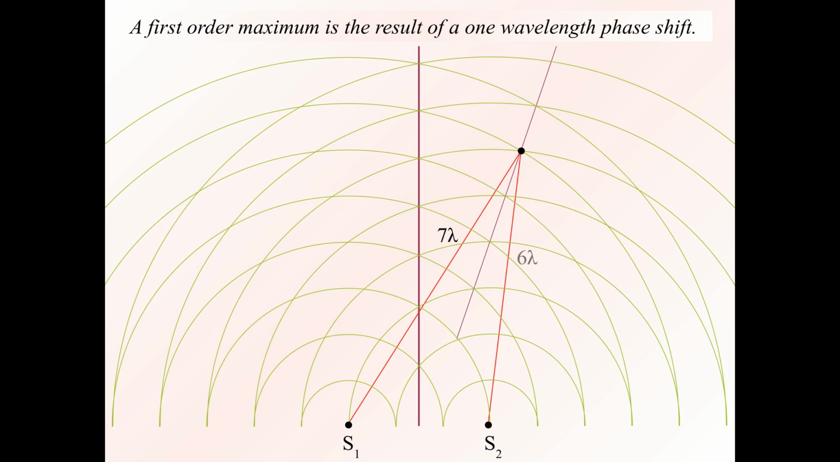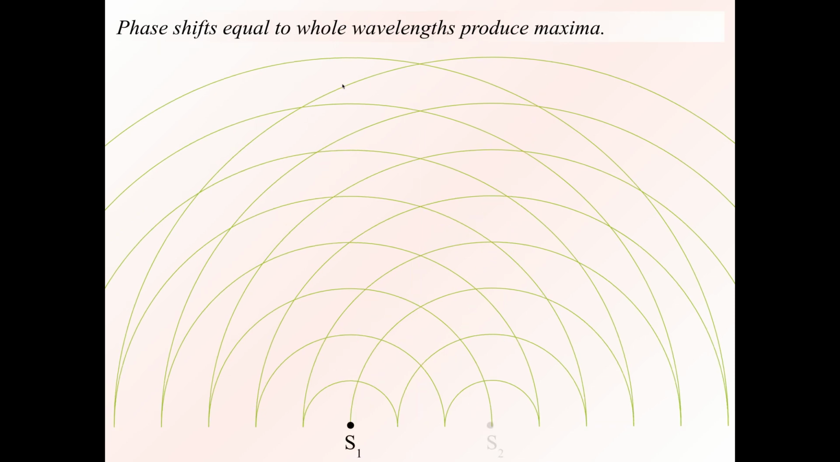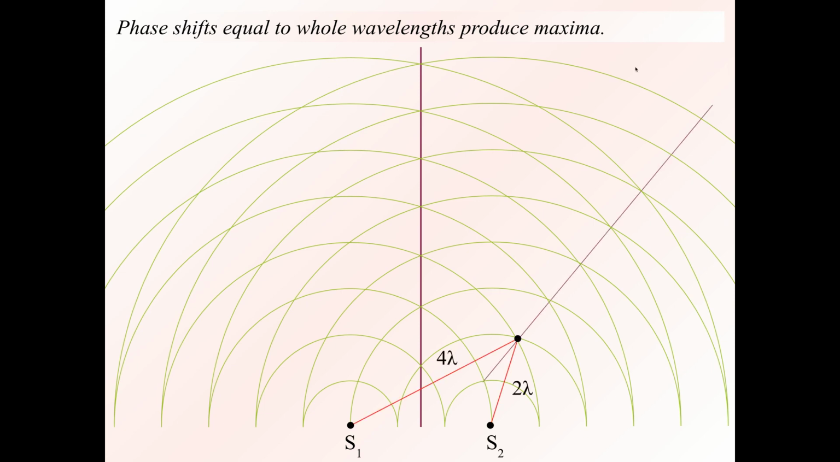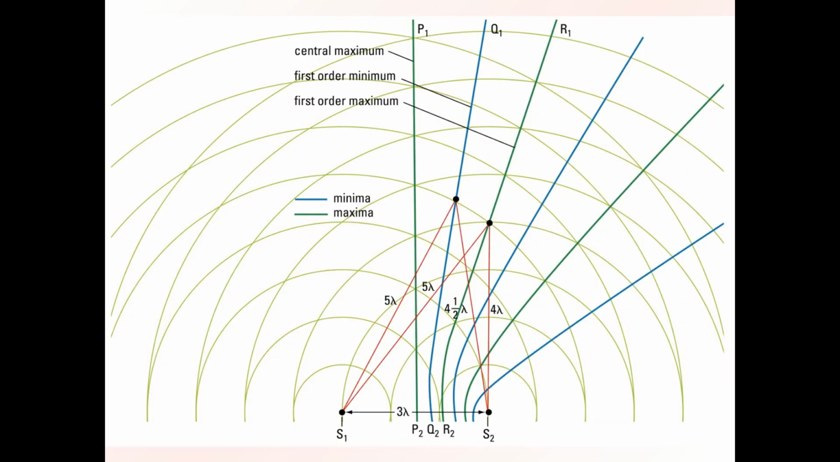I'll try and find a video that'll help you more. It's hard to describe this without showing it to you. I'm just going through it, but phase shifts equal to a whole wavelength produce a maximum. Again, a half would be the minimums, which we talked about.